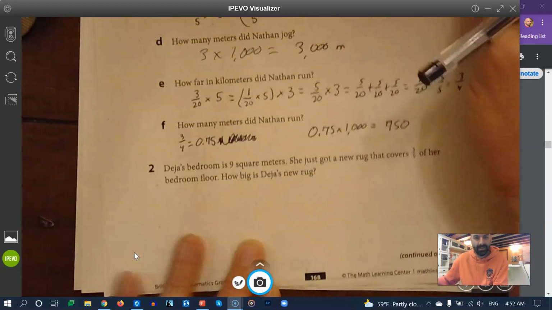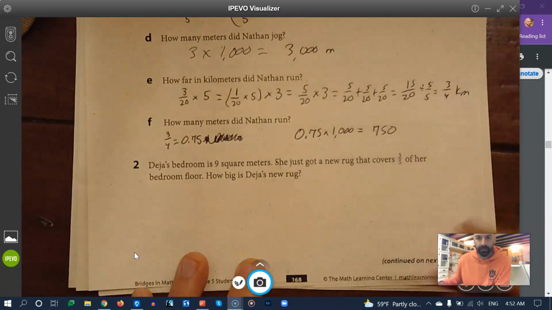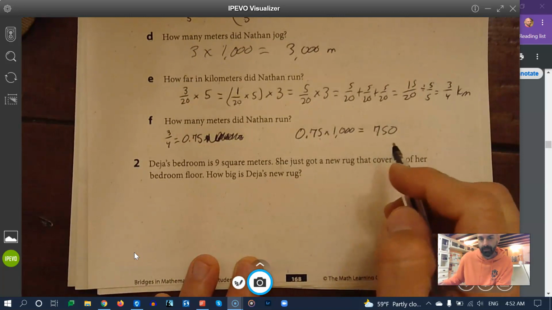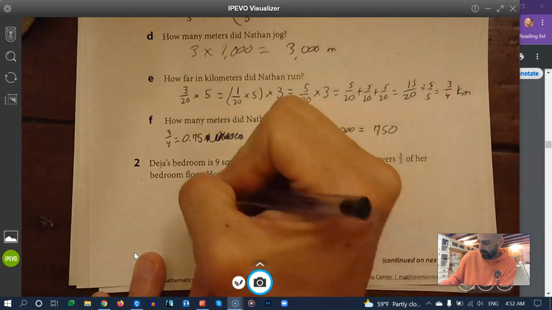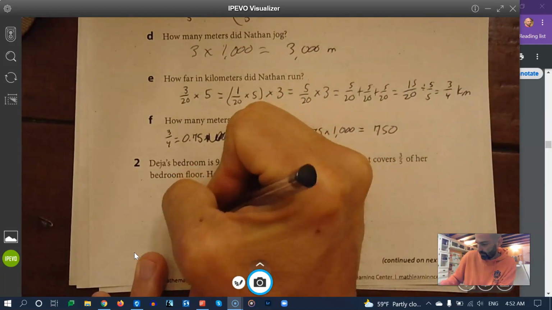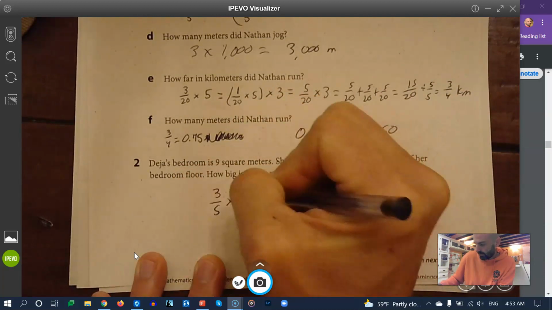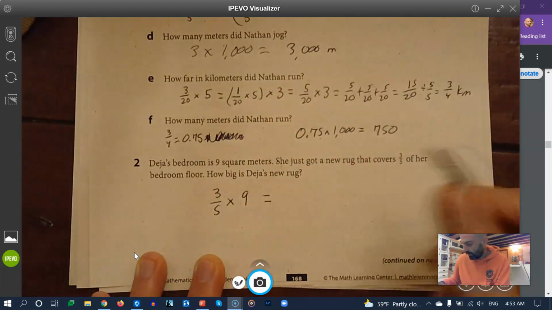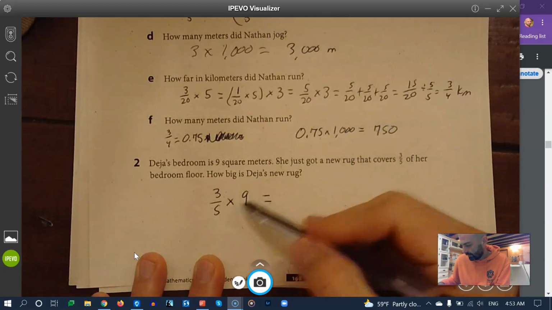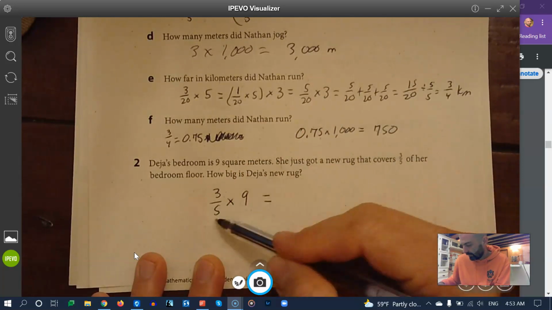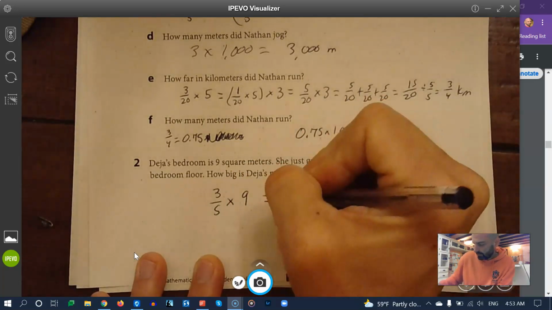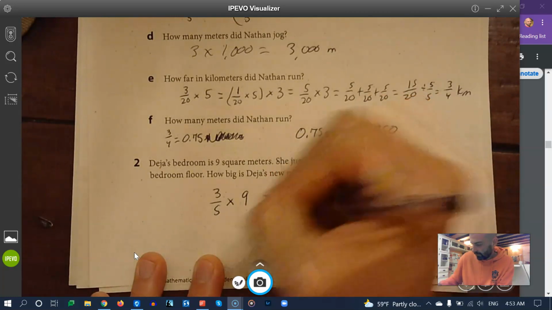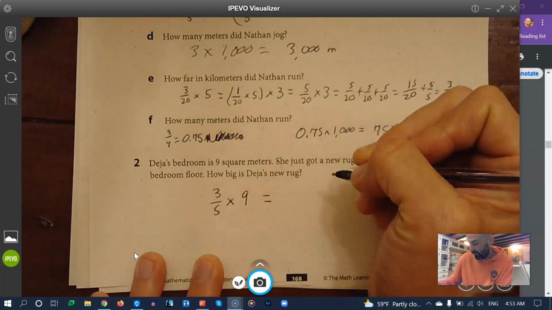Deja's bedroom is 9 square meters. She just got a new rug that covers 3/5 of her bedroom floor. How big is Deja's new rug? So we have 3/5 of 9, which is going to, let's see, can I make this easier? Chunk it. We have a 5 there. 3/5 of 5 and then 3/5 of 4.